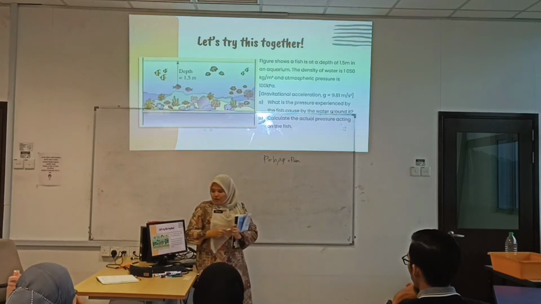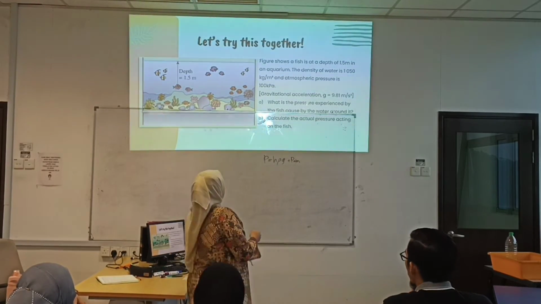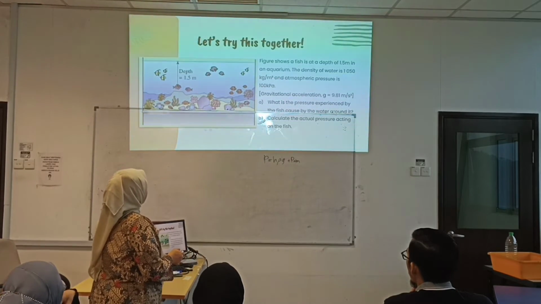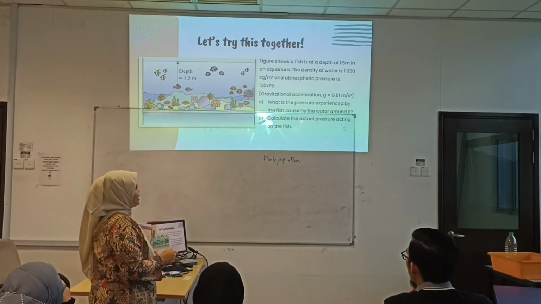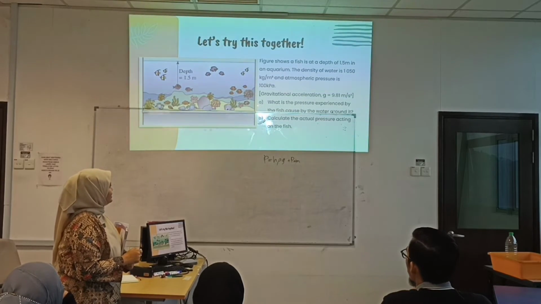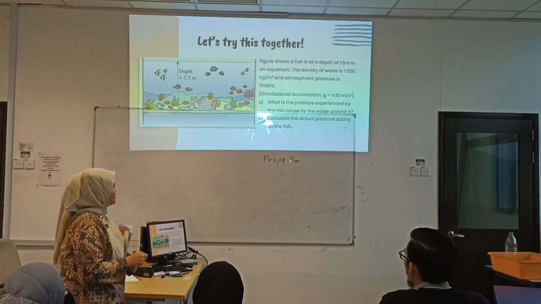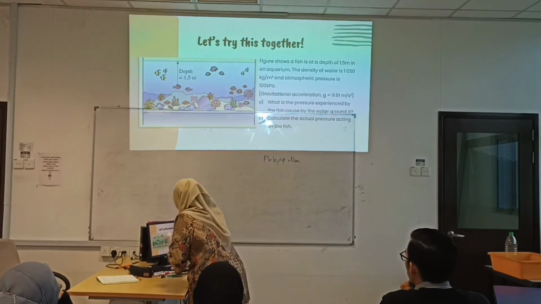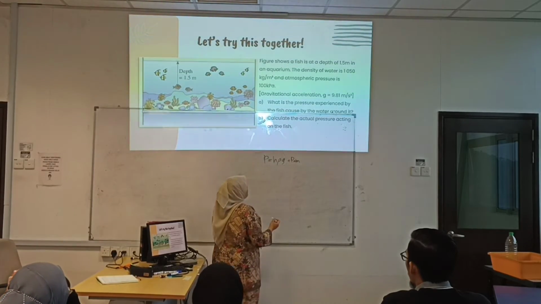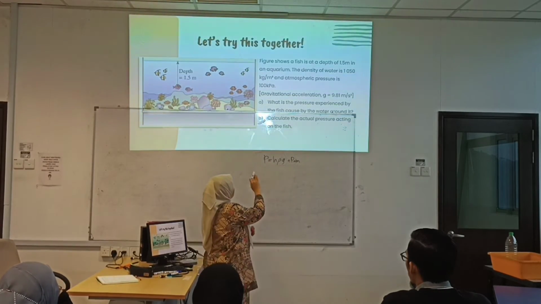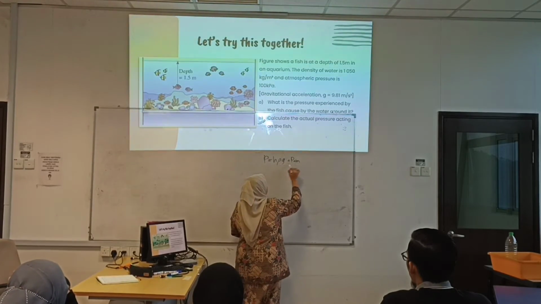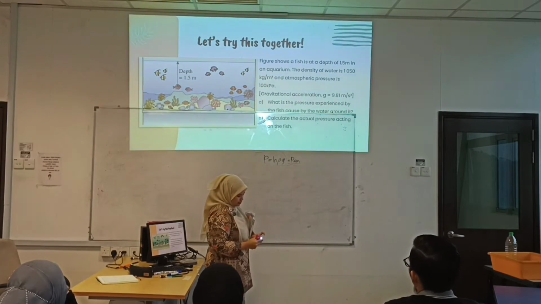Do remember, when the question asks you the pressure experienced by the fish caused by the water around it, it doesn't mention the actual pressure, right? So, what is the formula for calculating it? H rho G. Yes, just use H rho G because it doesn't mention the actual pressure. But if it mentions actual pressure acting on the fish, you need to add the atmospheric pressure value.